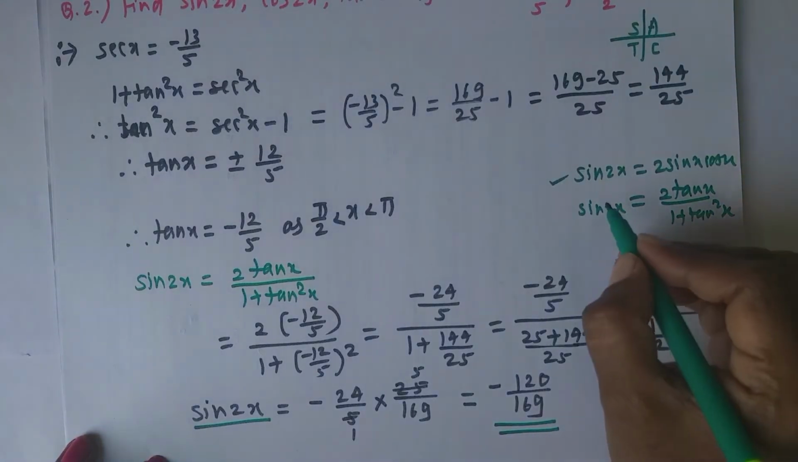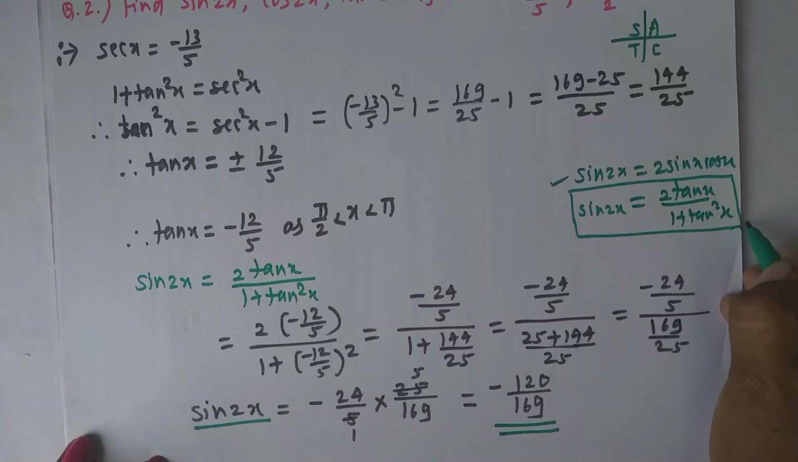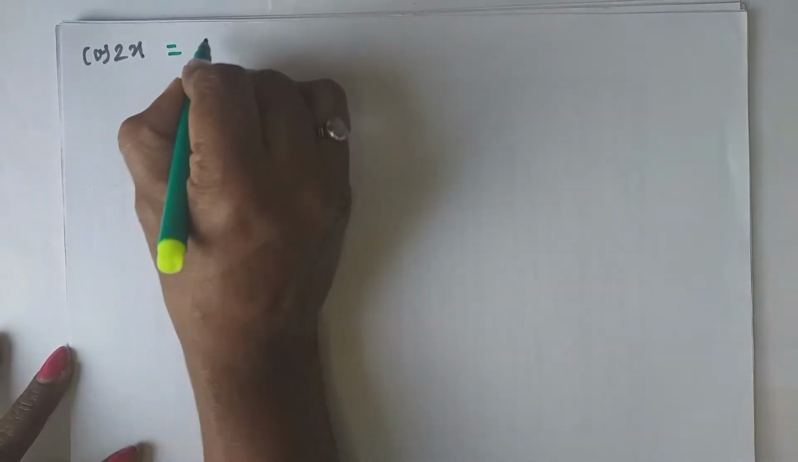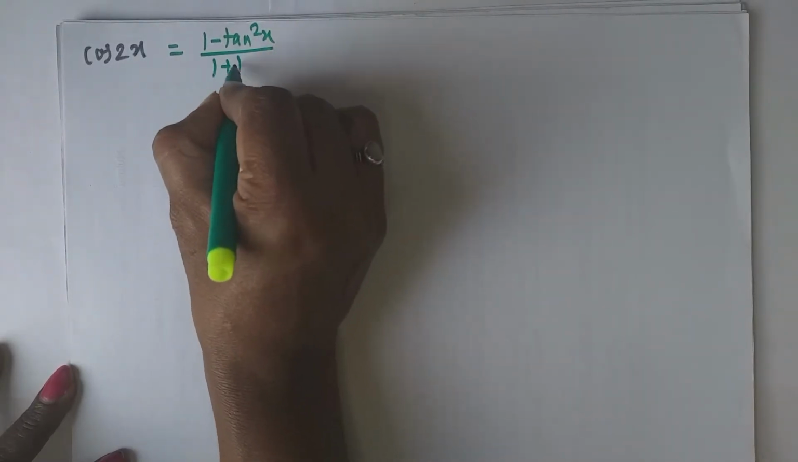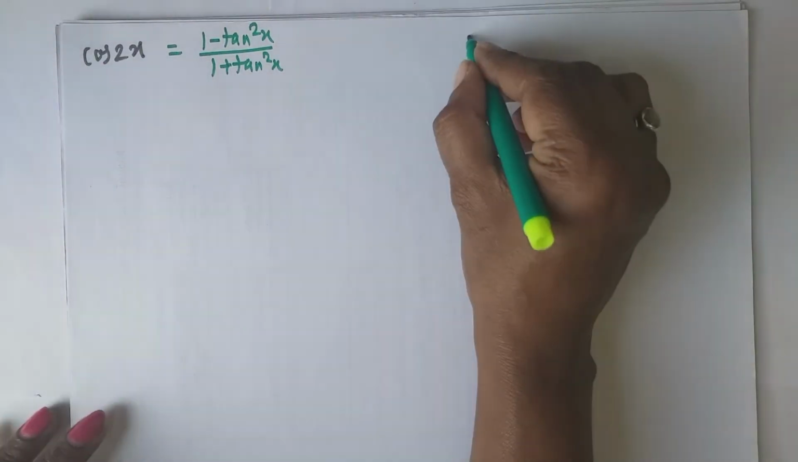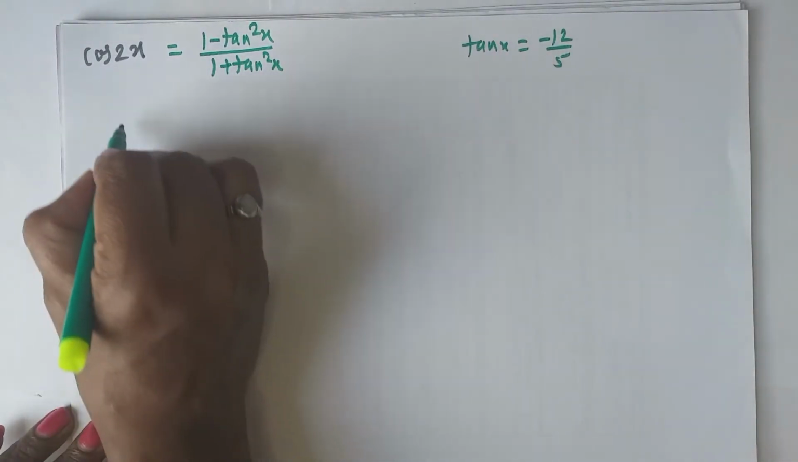Isn't it easy? If you know this formula of sin 2x in terms of tan, then it is very easy to find the value of sin 2x. Similarly, we will find the value of cos 2x. Now again, I know 4 formulae for cos 2x, but we will use the formula of cos 2x which contains only tan. And what is the formula for cos 2x in terms of tan? That is cos 2x is equal to 1 minus tan square x divided by 1 plus tan square x. We will use this formula, and we know that the value of tan x is minus 12 by 5. Now keep this value of tan in this equation.